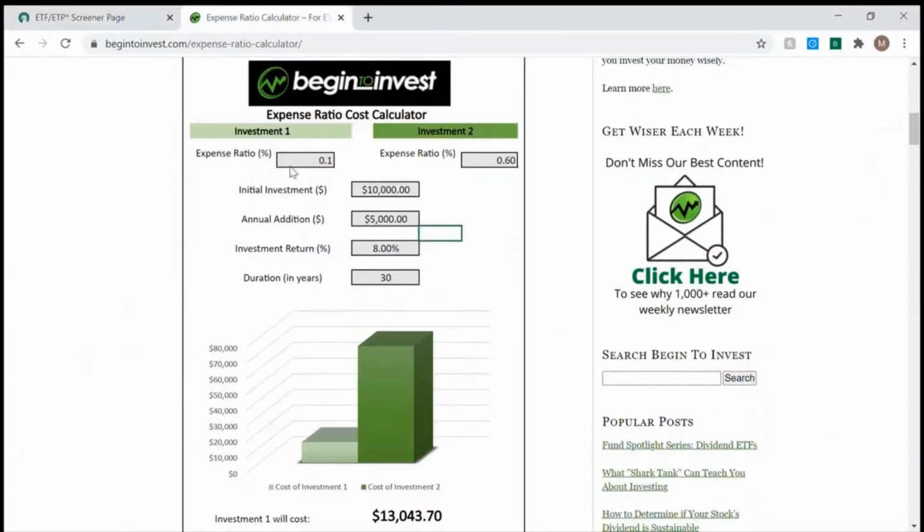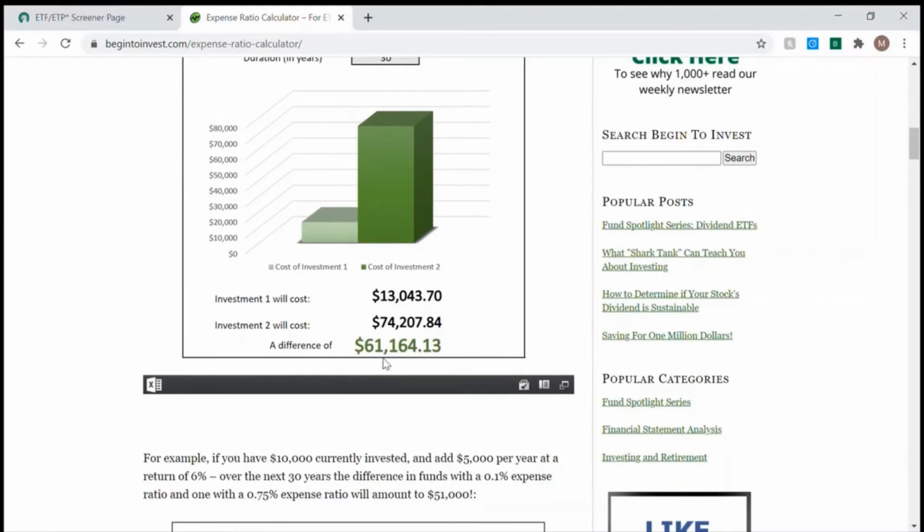On the left-hand side is an expense ratio of 0.1 and an expense ratio of 0.6. And when I enter that information, I get a difference of $60,000, which is money that should be sitting in our retirement account, but instead was given up in fees.